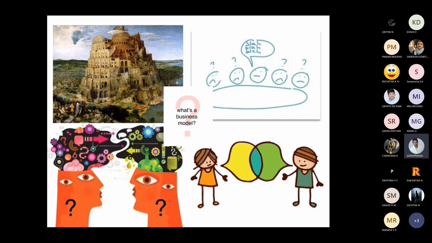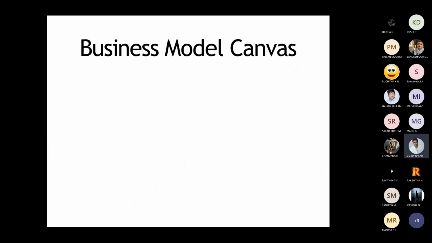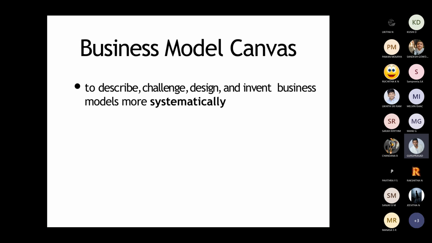It's just, what do you say in general words, blah blah blah things. What exactly? How exactly? Those are theory aspects. So there is a business model canvas. Why this business model canvas? What is it for? To describe, to challenge, to design, and to invent business models more systematically.